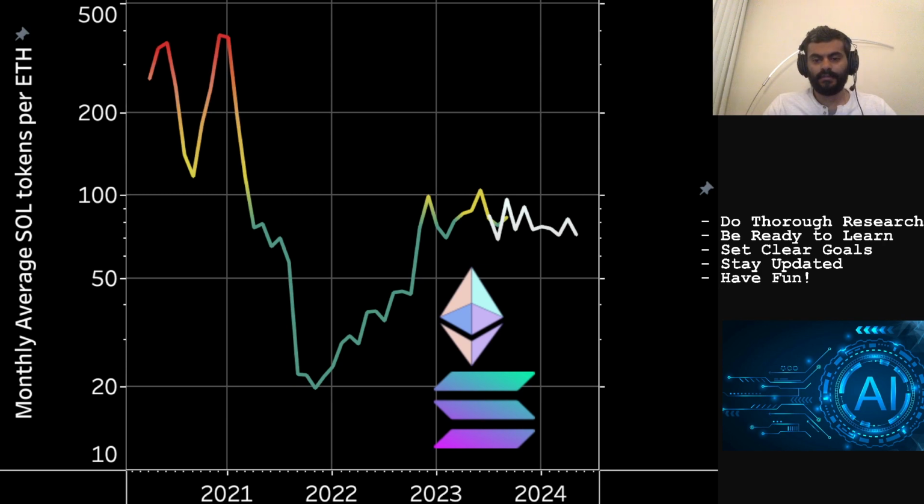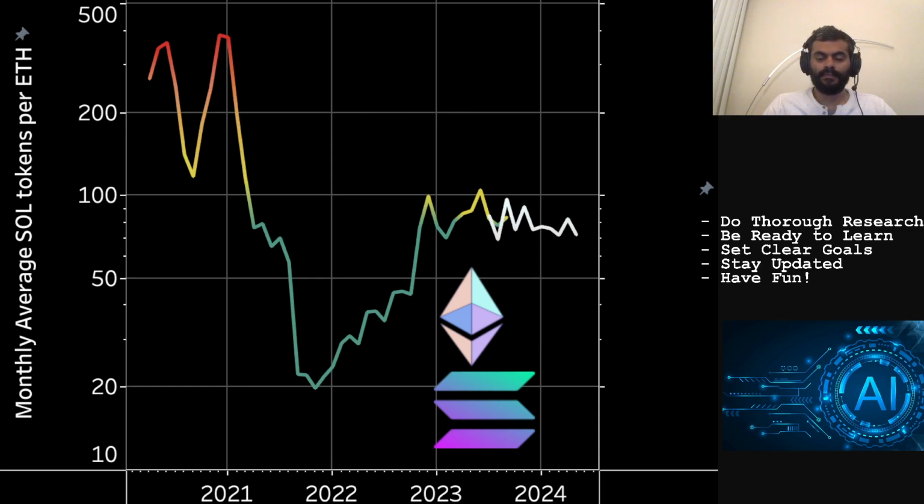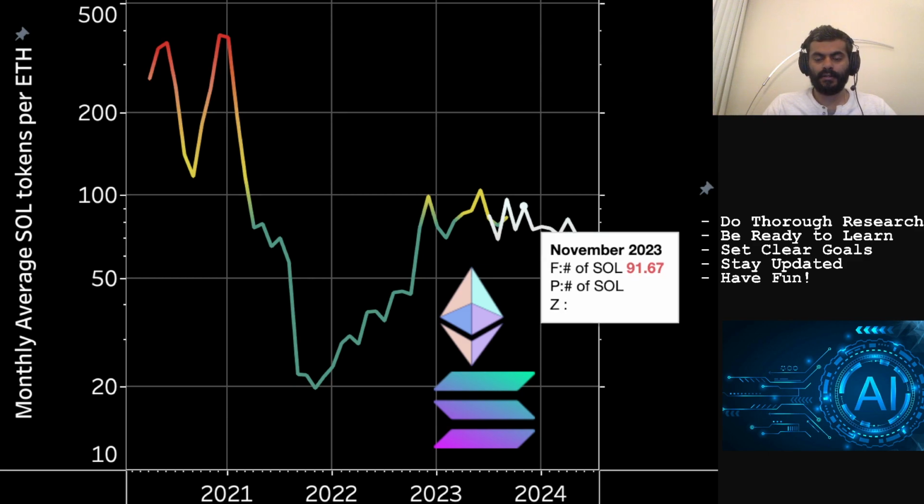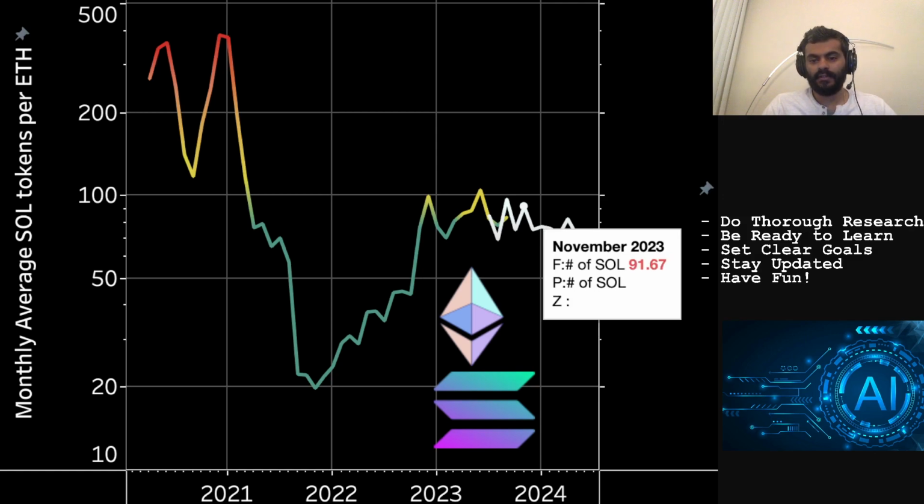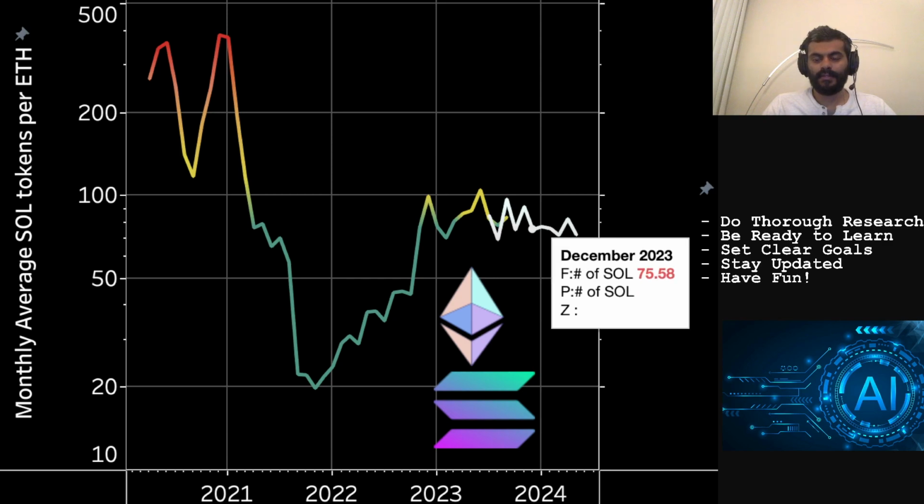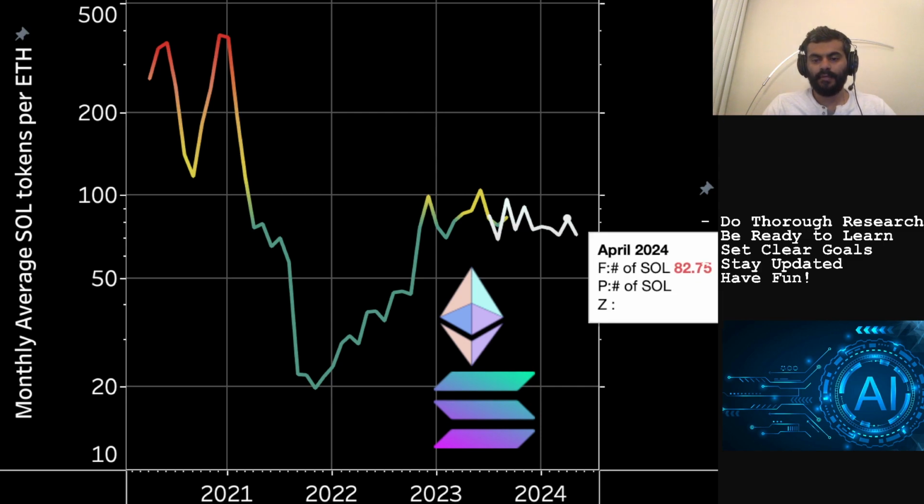The last case that I would like to present is the bear case, which is bearish for ETH but bullish for Solana, and also has a bias towards bullish macroeconomic conditions where riskier assets have a better chance than the risk-averse, or less risky, assets. For October, this level is at 75 sol per ETH, then November at 91, December 76, January 77, February 76, March 72 sol per ETH, April 82, and May 72.